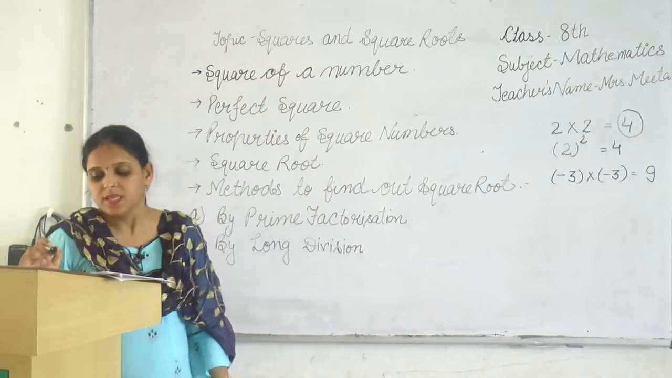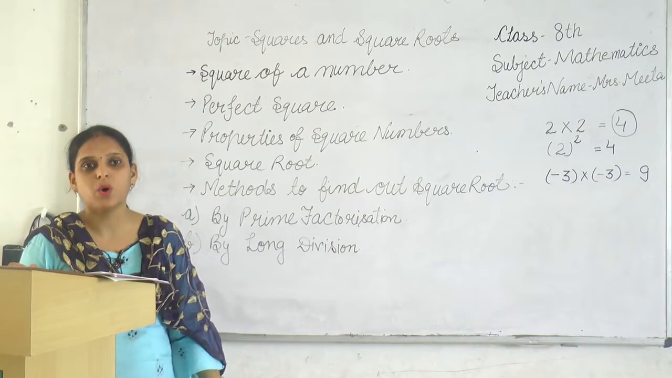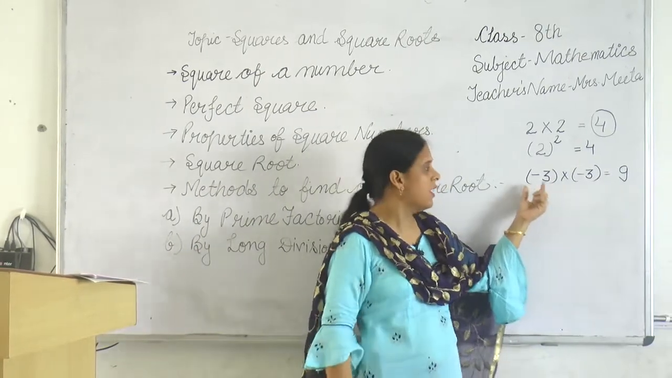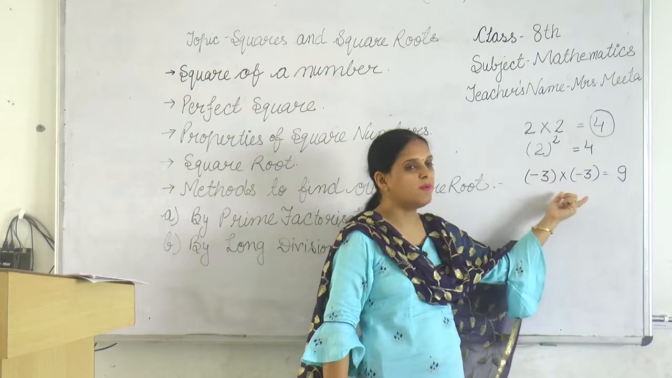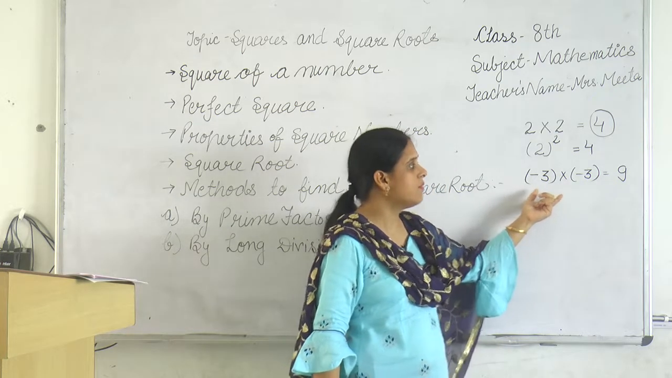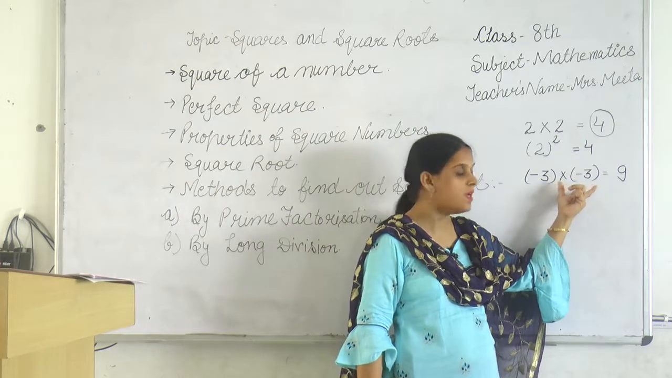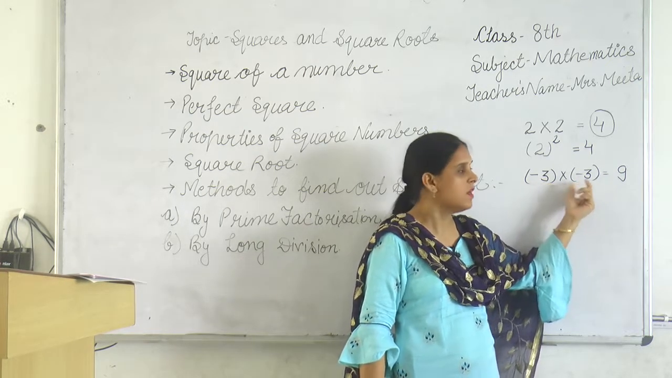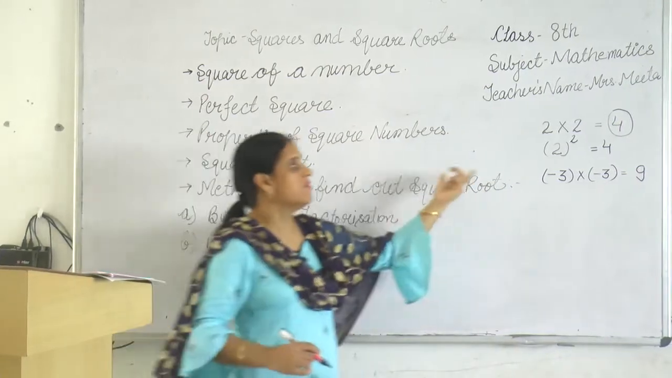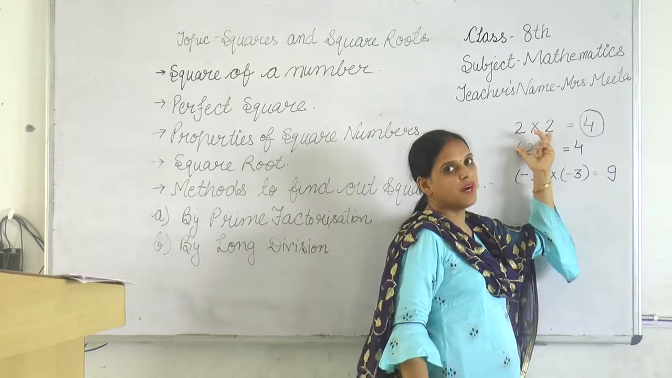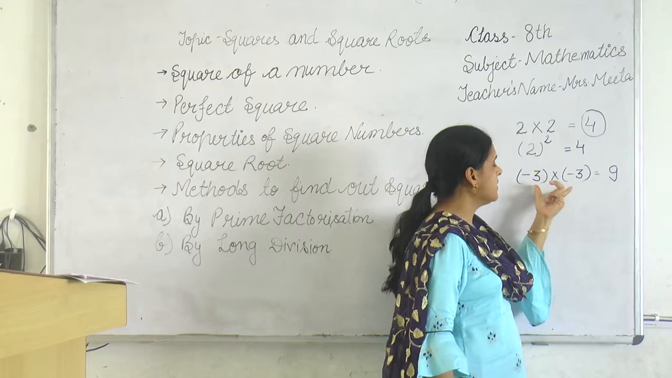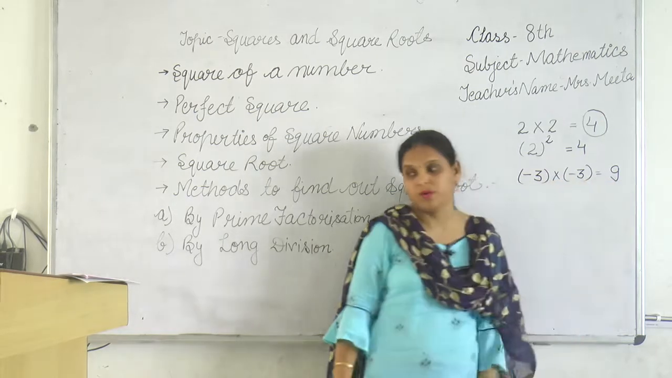The next one is the square of an odd number is always odd. Now I am showing you the next example. When we write minus 3 multiplied by minus 3, this one is an odd number. When we multiply by the same number, means we are finding the perfect square, we get 9, and 9 is also an odd number. Means if we find the square of an even number, we get an even number. If we find the square of an odd number, we get an odd number.